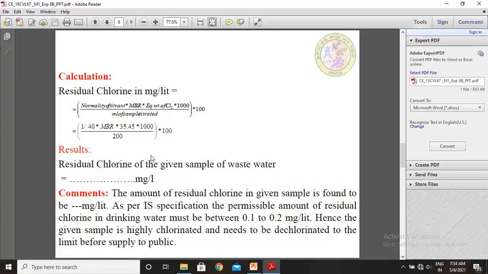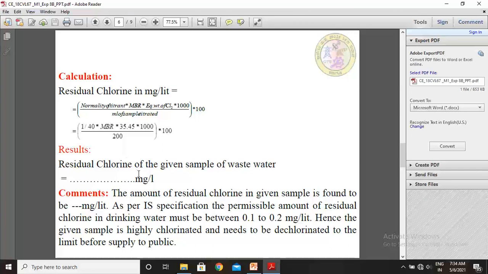Next, calculation. Residual chlorine in milligram per liter is calculated by using the following formula: normality of titrant into MBR into equivalent weight of chlorine divided by ml of sample titrated into 1000. We are getting it in milligram per liter. So here normality of titrant is 1 by 40, into MBR, into equivalent weight 35.45, into 1000, divided by ml of sample titrated, 200.